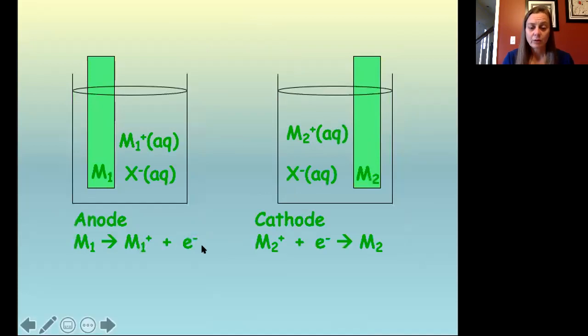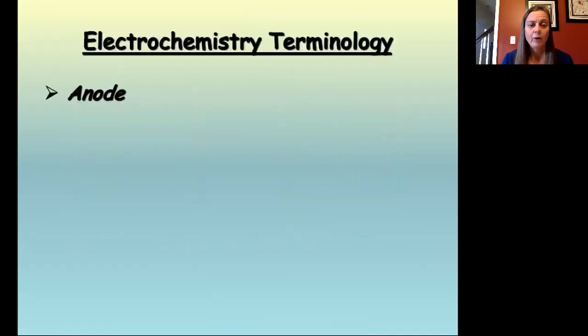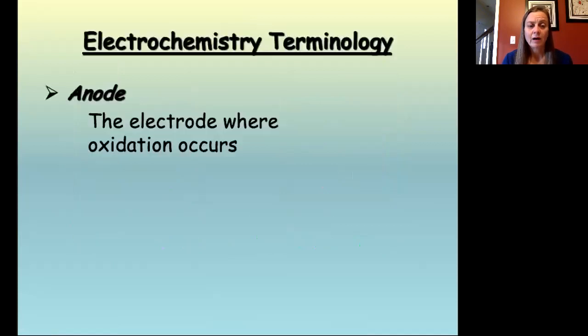So we'll use these terms anode and cathode. An electrode is simply the conducting part of the cell that is in contact with the solution. Usually a strip of metal, it can be a tube with a gas inside, but it is usually a strip of metal. It is the conducting part that is in contact with the solution. Now, when we talk about the anode, we are talking about the electrode where oxidation happens. So we can remember that it's an-ox. Anode is oxidation.